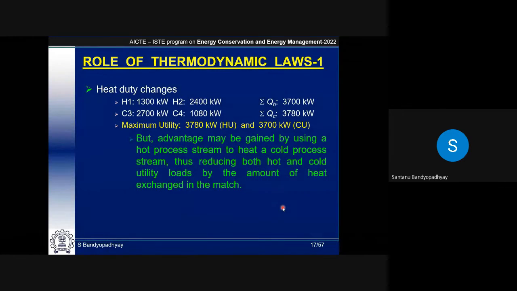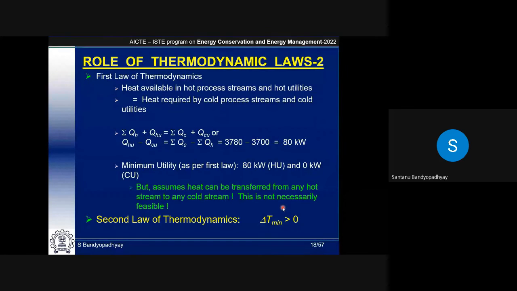Now, what is the other limit that we can talk about? So maximum hot utility and maximum cold utility known for this process, can you find out what will be the absolute minimum? That will be helpful for us. So let's do some simple heat balance. From the first law of thermodynamics, we can say that energy available from the hot stream and the hot utilities must be equal to the heat required by the cold stream and the cold utilities.